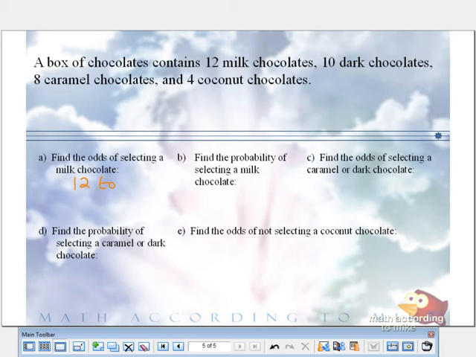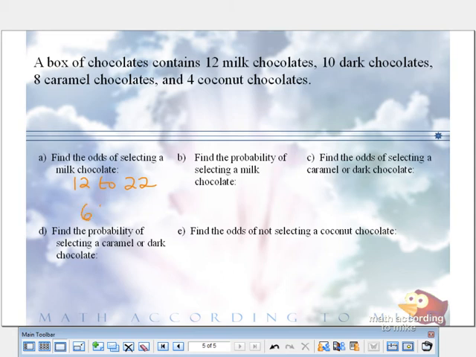To. How many are not milk chocolate? 22, because we got 10 plus 8 plus 4. So 12 are milk chocolate, 22 are not milk chocolate. Is that okay? We're not done, but is that okay so far? All right, now we have to reduce it. 12 and 22, what number can we divide by to reduce it? 2, and if we divide by 2, what do we get?